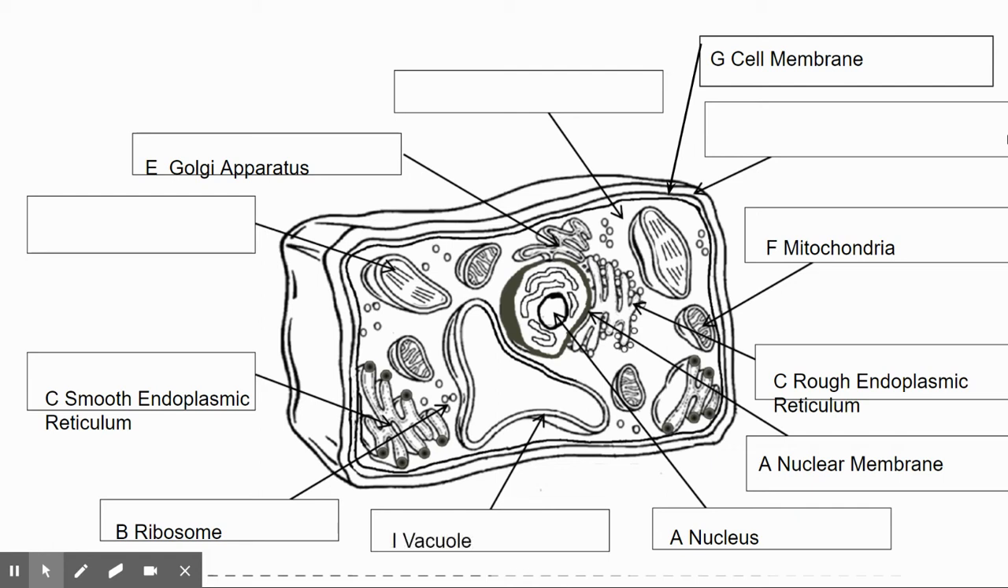And then we have down here, a vacuole. A vacuole in a plant is really, really large, and they only have one. It's one of the main differences between plants and animals, but we'll get to that in a minute. The cytoplasm is everything that is inside that is not an organelle.